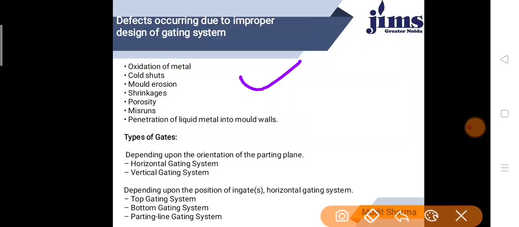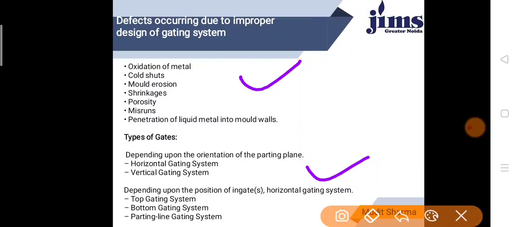Now, what are the types of gate we use? Depending upon the orientation of the parting plane, there are vertical gating system and horizontal gating system. Depending upon the position of the ingate, the horizontal gating system is subclassified into three systems: top gating, bottom gating, and parting line gating. So what is top gating or bottom gating? Top gates are usually limited to small and simple molds or large castings. It is not advisable for light or oxidizable metals like aluminum and magnesium.